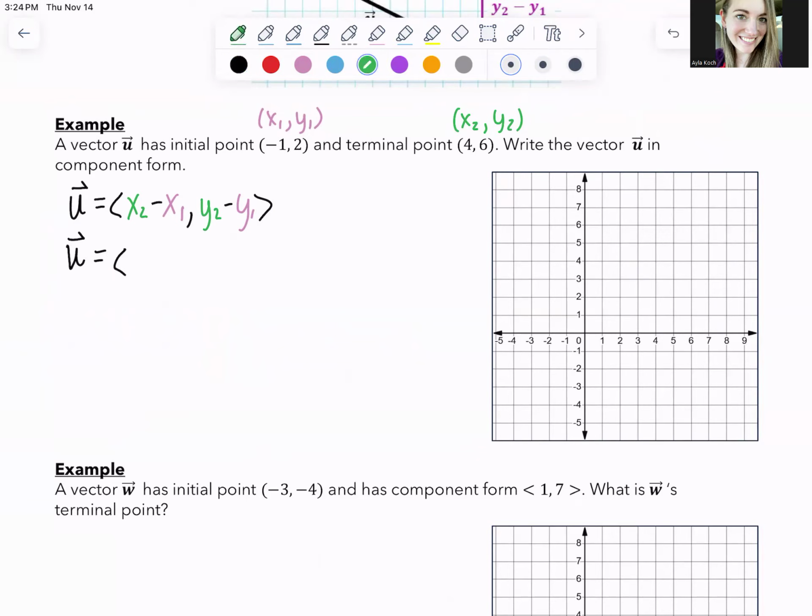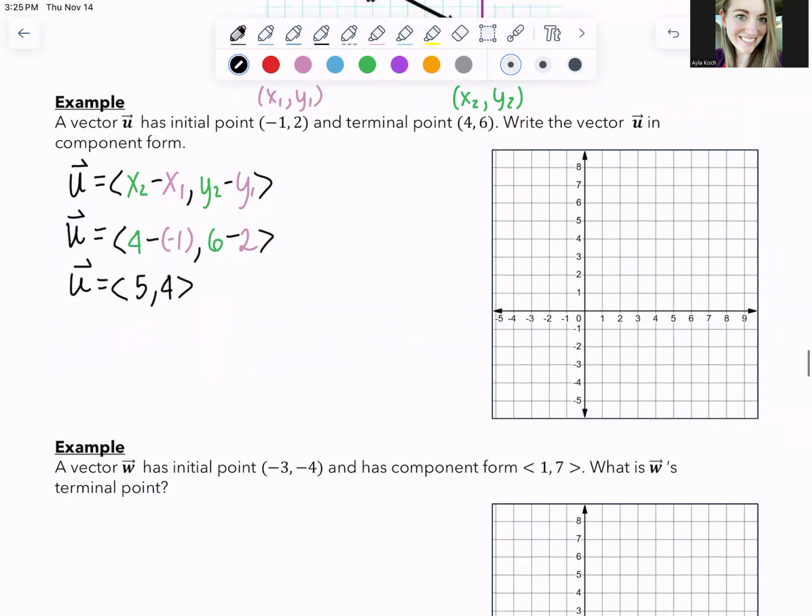All right, x2 is 4. So 4 minus x1 is negative 1, so it'll be a plus 1. Minus a negative is plus. I guess I could write it out. I get lazy sometimes. There we go. y2 is 6 minus y1 is 2. So vector u is 4 plus 1, 5. 6 minus 2 is 4. It should be the vector 5, 4. So that will be going 5 right, 4 up.